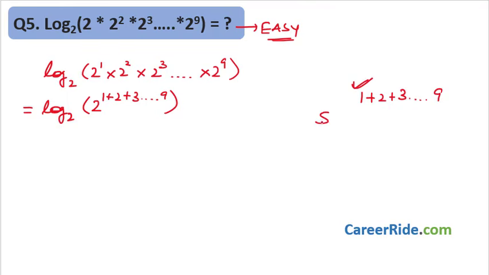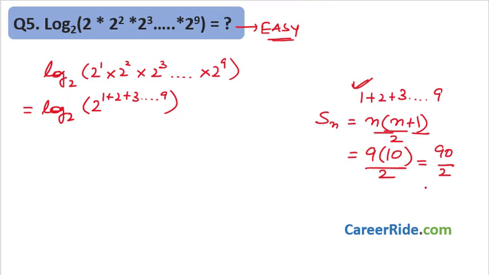And we know that the sum of first n numbers is equal to n multiplied by n plus 1 by 2, right? So what is the value of n here? We have got 9 numbers, 9 terms. So 9 multiplied by 10 divided by 2. This is 90 upon 2, which is equal to 45. So the actual value of this power is 45.